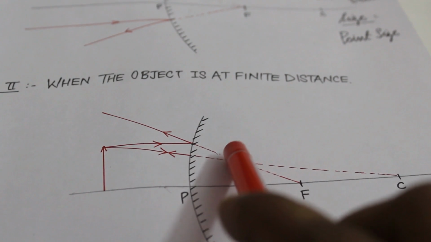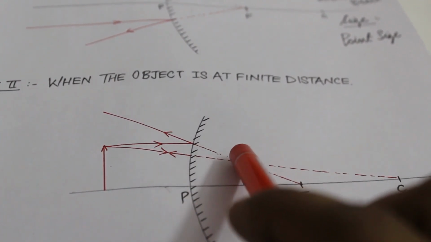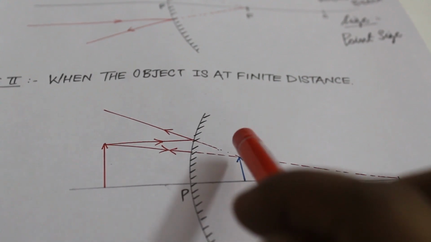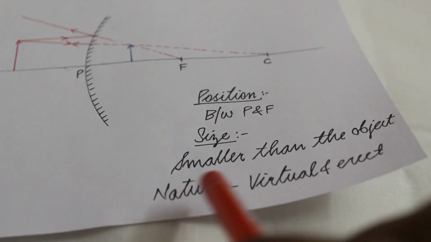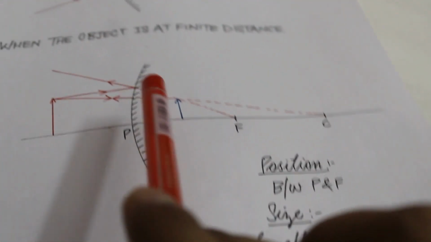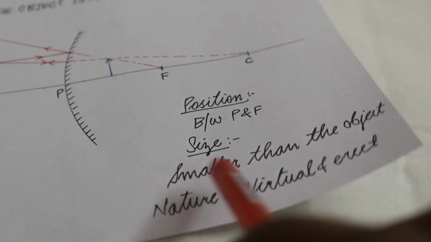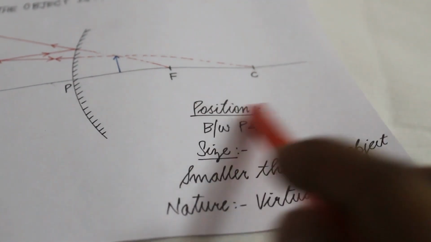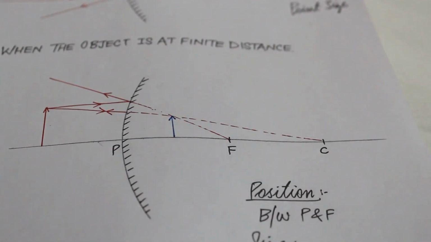As you can see, the two reflected rays appear to meet at this point, so the image will be formed at this point. Since the rays are appearing to meet, the image nature will be virtual and erect. The size is smaller than the size of the object, and the position of the image will be between P and F. So in this way you can trace various images due to an object on concave mirror and convex mirror.